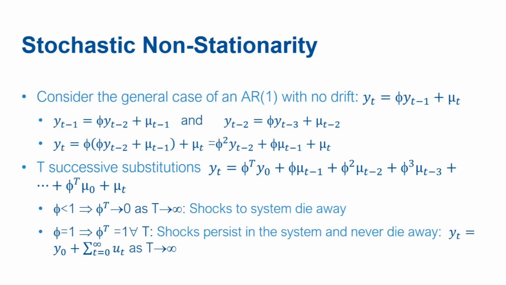Now, let us try to express Yt in terms of its lags. So, instead of Yt minus 1, we can substitute this expression to get Yt in the form of Yt minus 2. And here, as you will see, this term will become phi squared Yt minus 2.